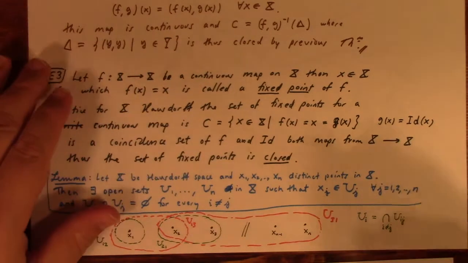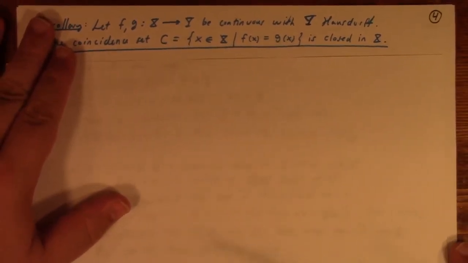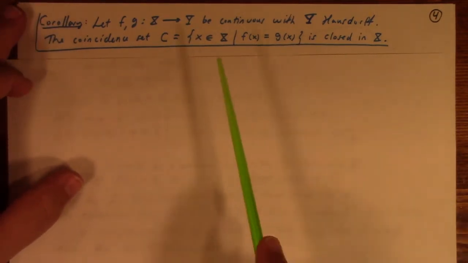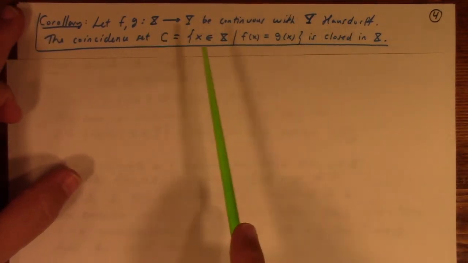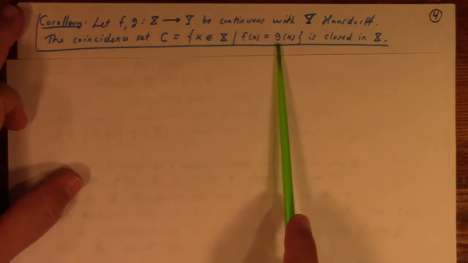Let's see here. Corollary 4. This is another corollary which is very useful. This is something that we need for applications all the time. So let f and g be continuous with Y Hausdorff. The coincidence set, which is the set of x in X such that f(x) is equal to g(x), is closed in X.